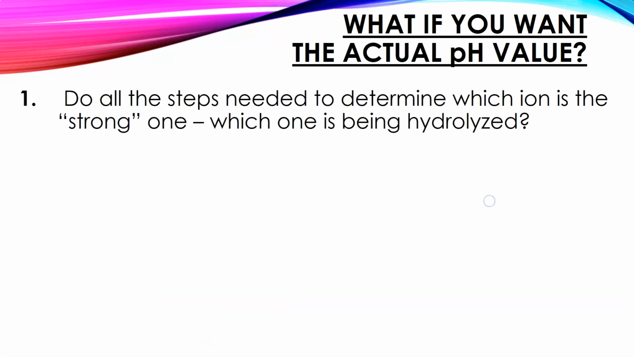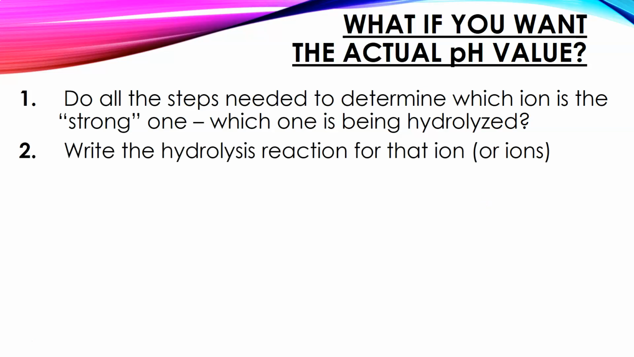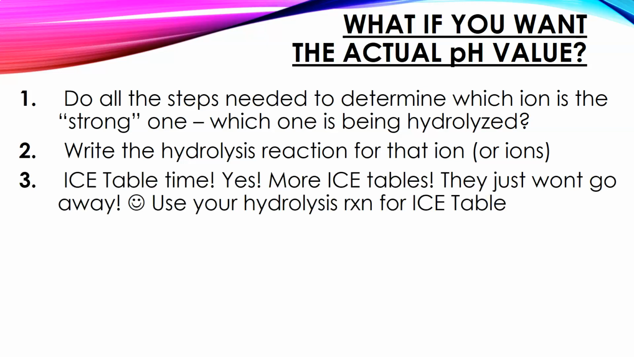You have to do all of the steps we just did. Then what you have to do is you need to write out the chemical reaction for the ion that hydrolyzes. You need to actually write out the ion plus water is going to turn into what? And then everybody's favorite thing ever, back to ice tables, right? We're right back to those ice tables.